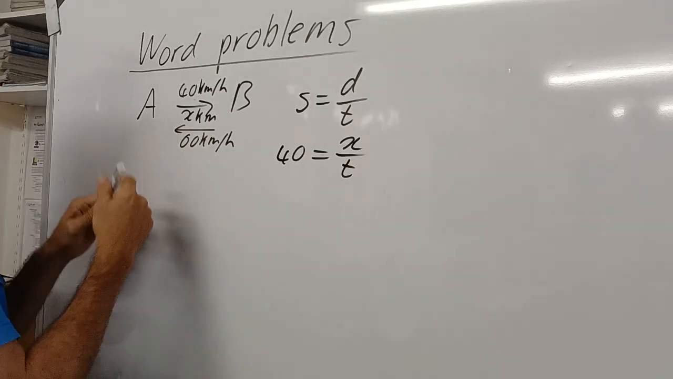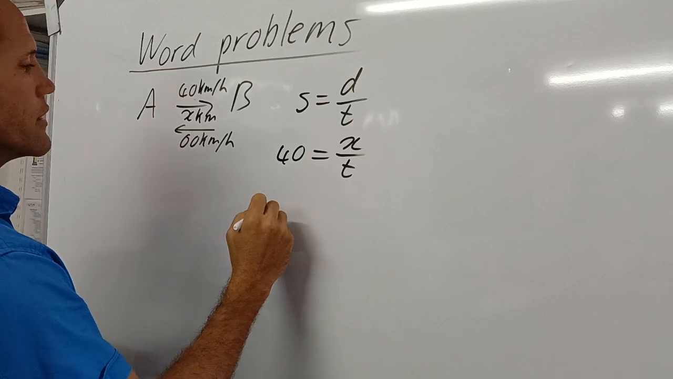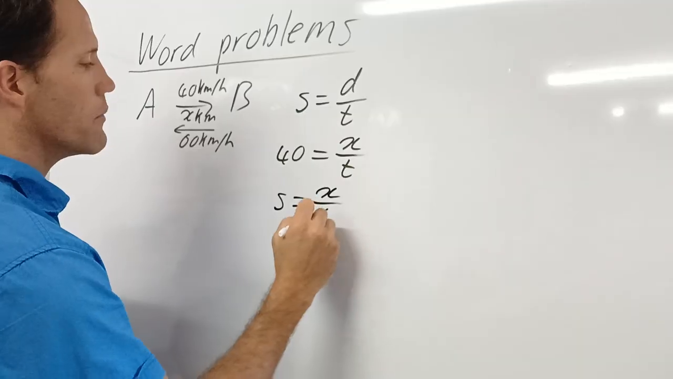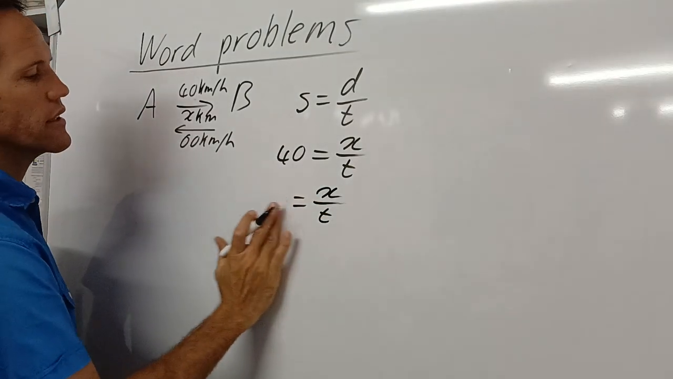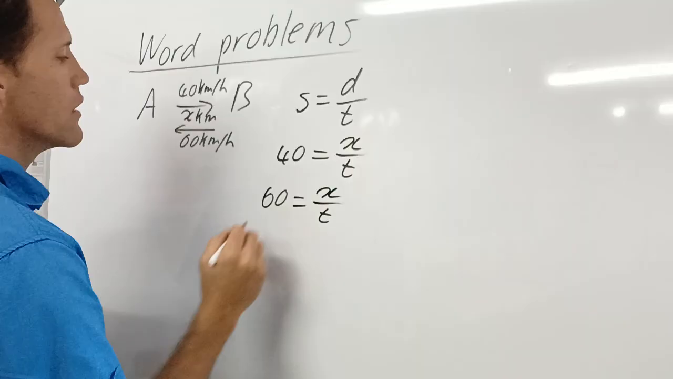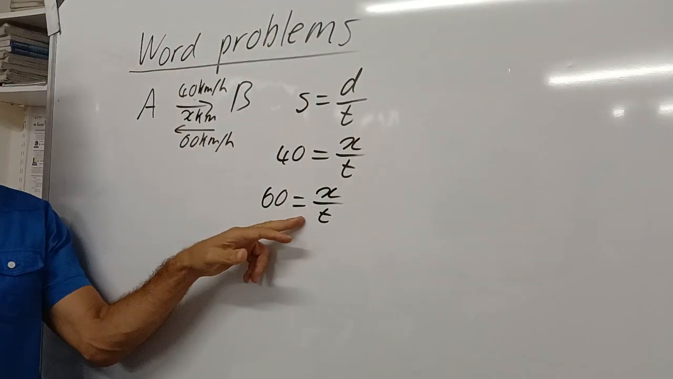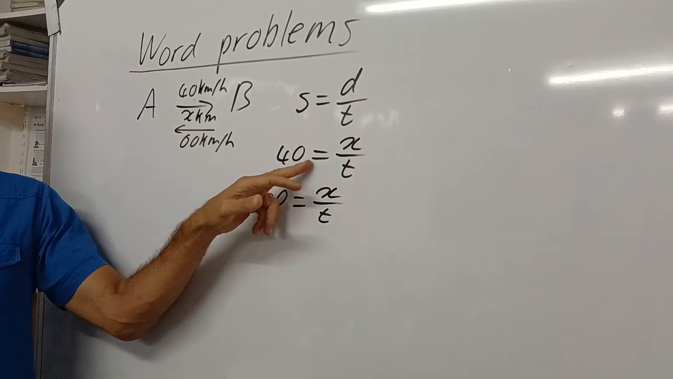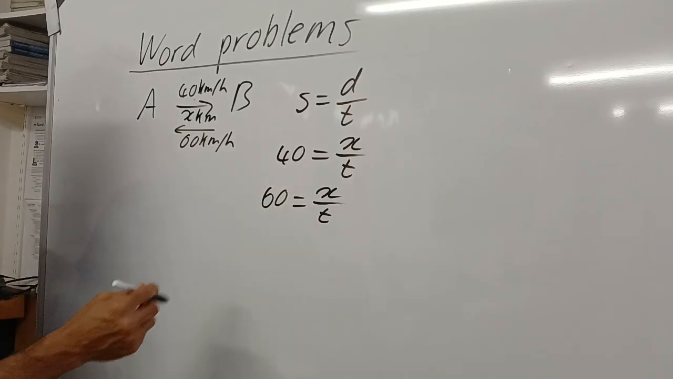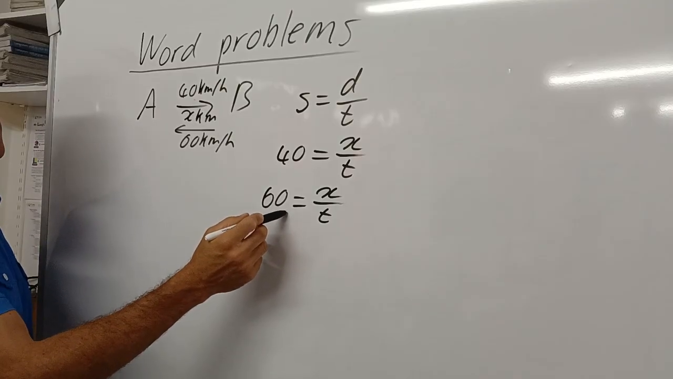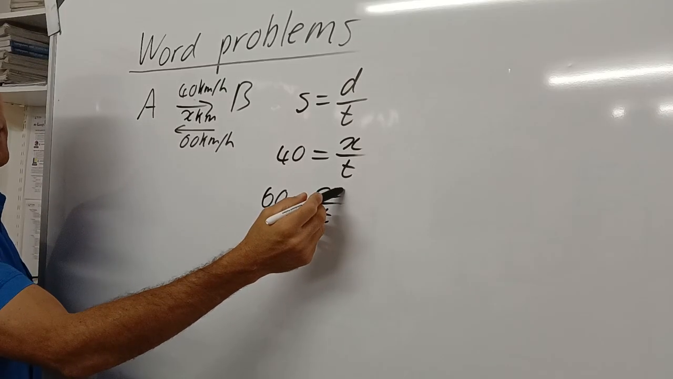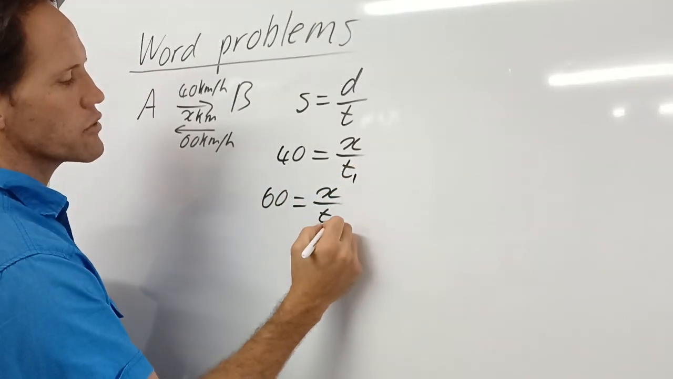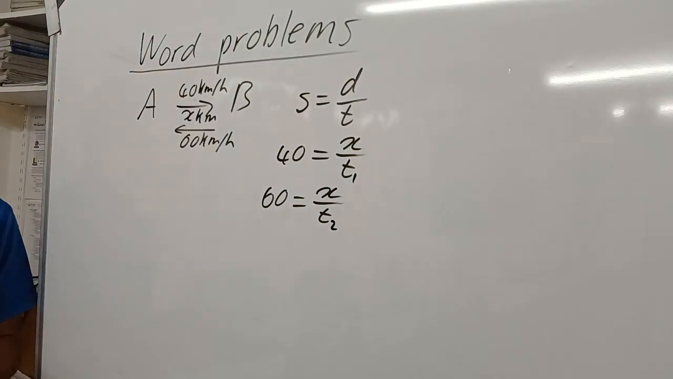And then if we look at the way back, again the speed is equal to the distance, x, divided by the time. Let's put in the speed, 60. So 60 kilometers per hour is equal to the distance divided by time. Obviously this time is different from this time, because at 60 kilometers per hour you're going faster. The distance stayed the same, so the time is different. Maybe we can call this T1 and this one T2, two different times.